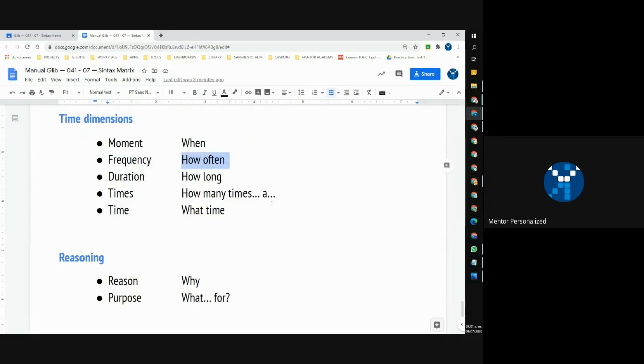Ask me the frequency I go to the movies. How often go to the movies? Auxiliary, subject. How often do you go to the movies? Repeat. How often do you go to the movies?